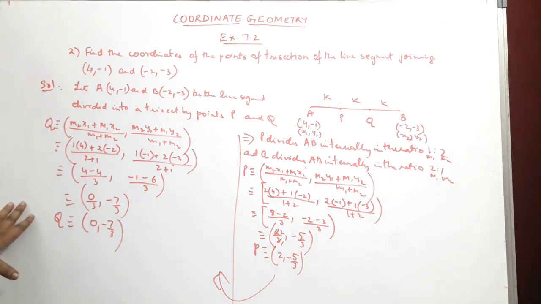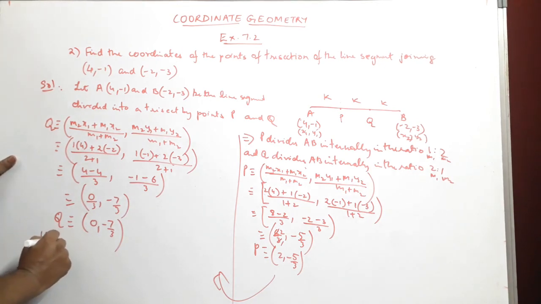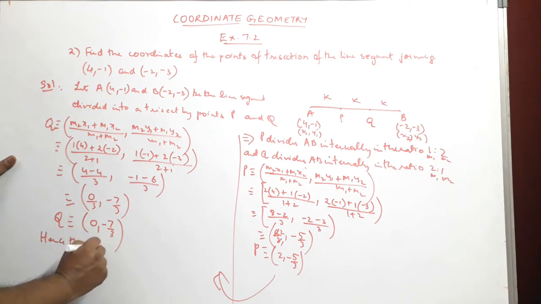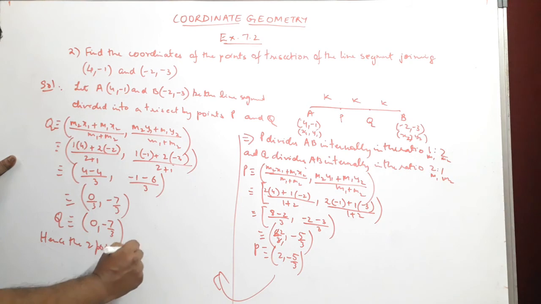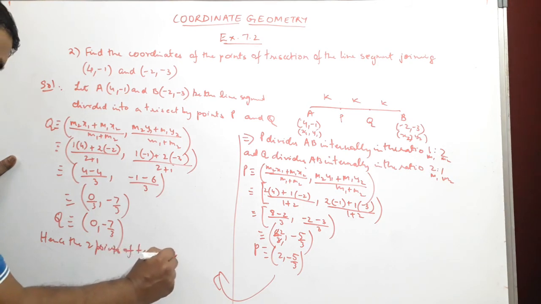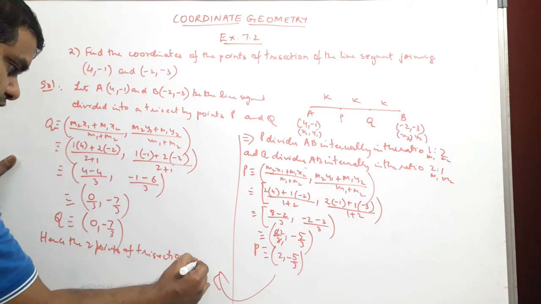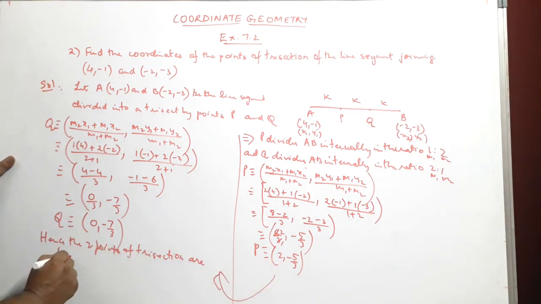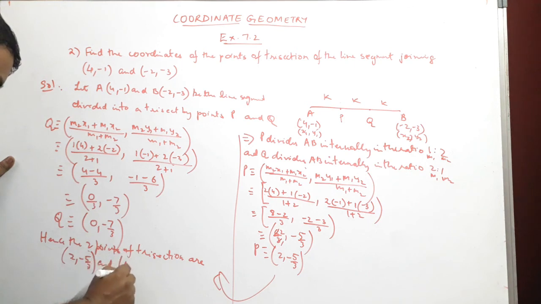Okay, so we've got P and Q, and hence we can write over here, hence the 2 points of trisection are, first one is 2 comma minus 5 upon 3, and the other one is 0 comma minus 7 upon 3. Okay. That's how we solve such a problem.